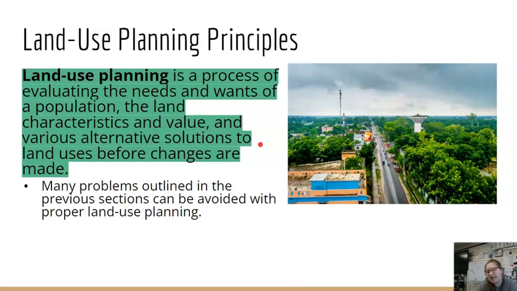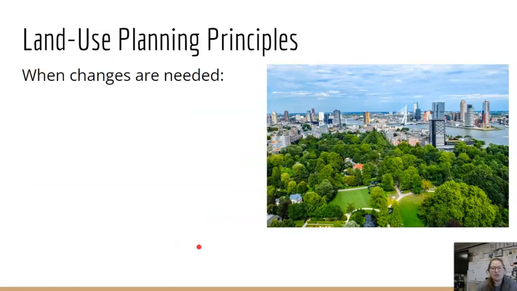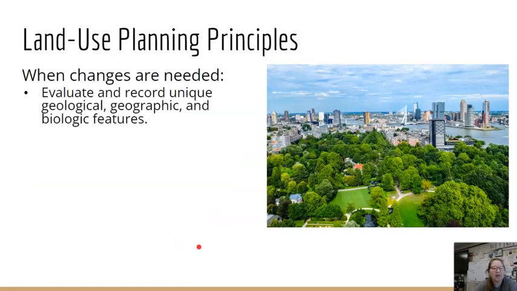Many problems that were outlined in the previous lessons can be avoided if we use proper land use planning. We look ahead and plan what we need. A basic rule should be to make as few changes as possible. When changes are needed, we should evaluate and record unique geological, geographic, and biological features. So looking at what the Earth is offering in that space naturally, what it looks like, what it's shaped like, what the soil is like, all of those things that are already there.